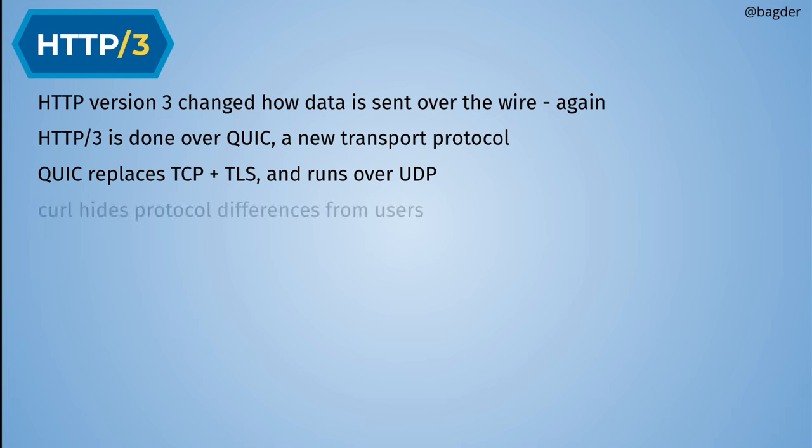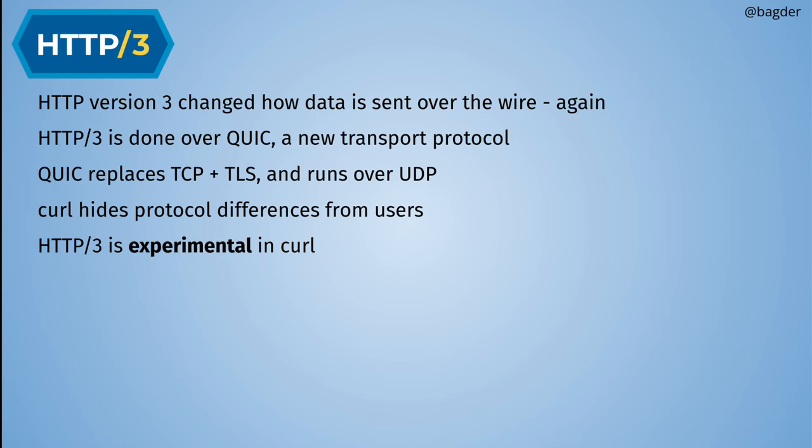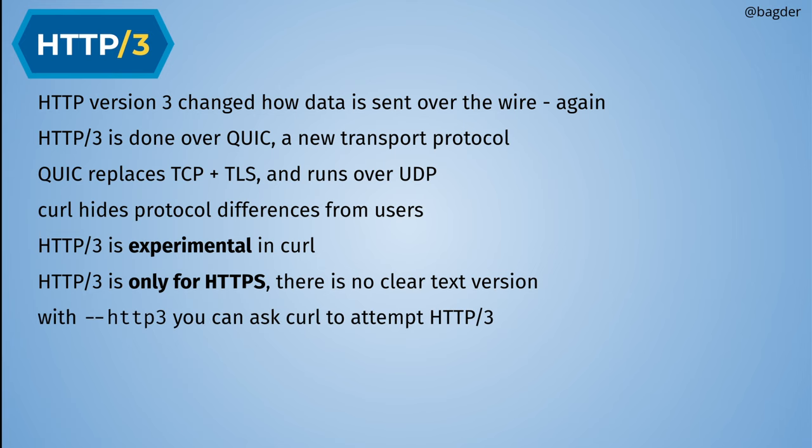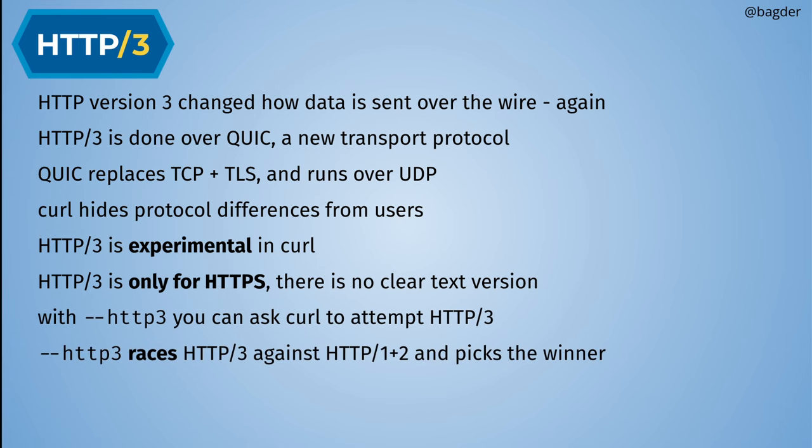It's a completely new thing. Everything is different. It's even more encrypted and hides more things over the wire. But again, the fact that it is so different over the wire, in many ways, is hidden from the users of the curl tool, so you don't have to care about it. It's only for HTTP, as I mentioned before, and you can ask curl to use or attempt to use HTTP3 with the option --http3.